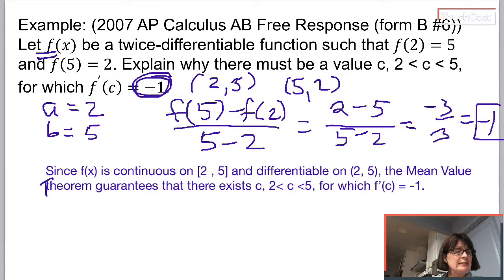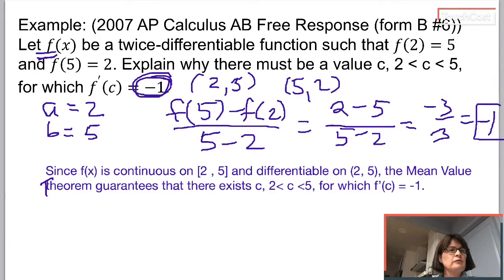All right, there's 2 parts to this answer. You could give them separately like I have, or you could incorporate it into one long line. So I'm going to show you what I did. I first computed the average rate of change over the interval A to B, and I got -1, which is the f prime value I was looking for. So once I have that calculation there on my paper, I can use the fact that that exists in my conclusion. So I said since f of x is continuous on the closed interval 2 to 5 and differentiable on the open interval 2 to 5, the mean value theorem guarantees that there exists c in between 2 and 5 for which f prime of c equals -1.